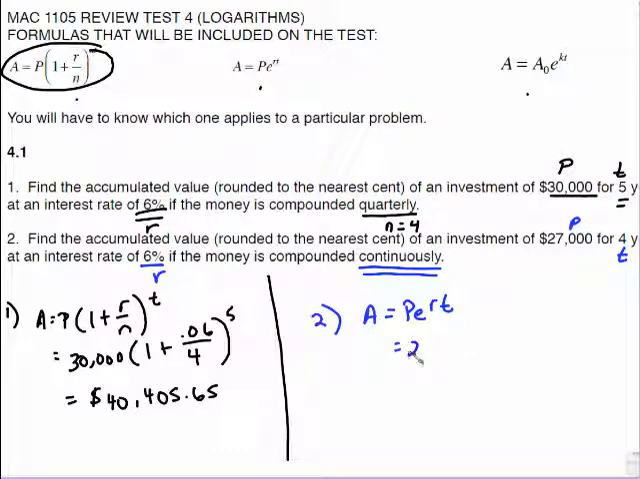All we have to do is plug in 27,000 for P. E stays as E to the R, which is 0.06 times 4. Type that in the calculator, and you will get 34,323.73.